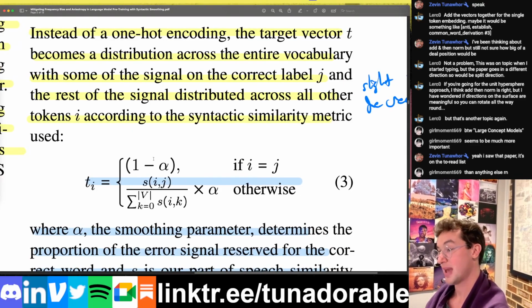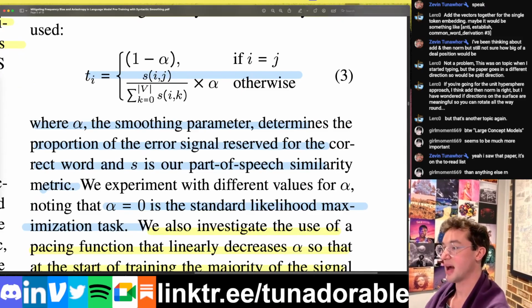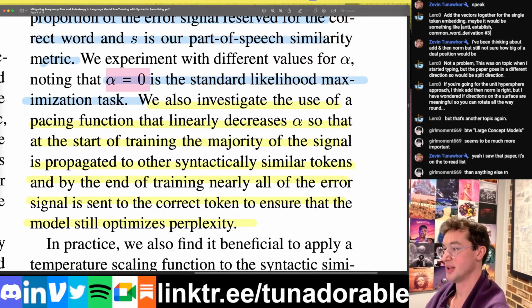It is instead like a 0.8 on one token and like a 0.001 on dozens, hundreds of tokens, right? And we decide how much of the loss to distribute to those other tokens based off this smoothing parameter alpha. And if you set alpha equal to 0, it's just standard regular cross-entropy loss, maximum likelihood, obviously.